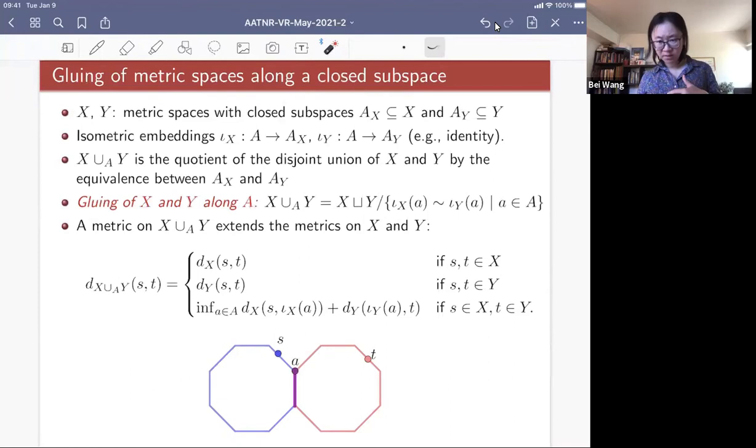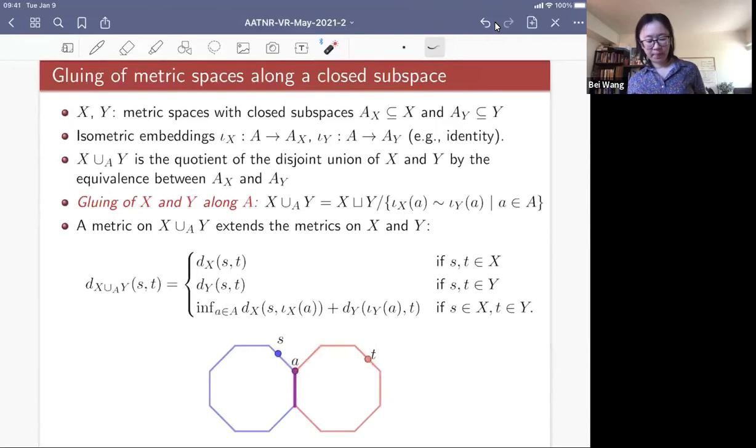And then the only thing I need to check, after I glue, is if I have a point S from the first space and a point T from the second space, how do I define the metric between them? That is taking the infimum over all the points through some intermediate points that is defined through this isometric embedding. So for example, let's say A is the one that minimizes distance. In this particular example, my two metric spaces are just these two loops glued along an edge, and A is, say, the minimizer of it. So the distance between S and T is the distance between S and A, plus the distance between A and T.